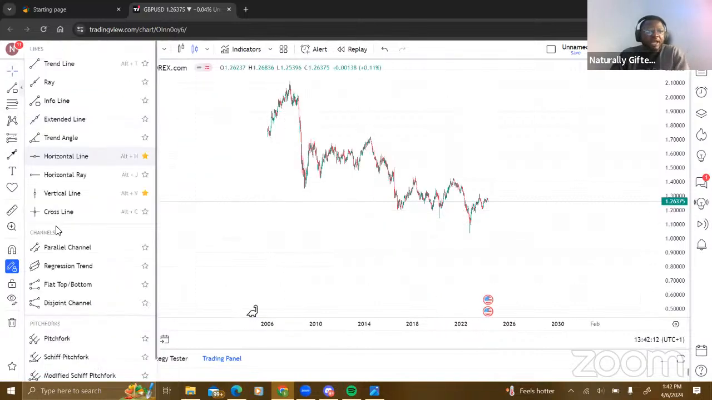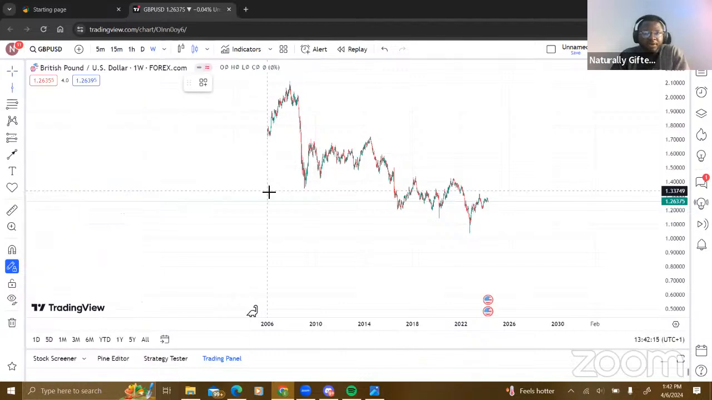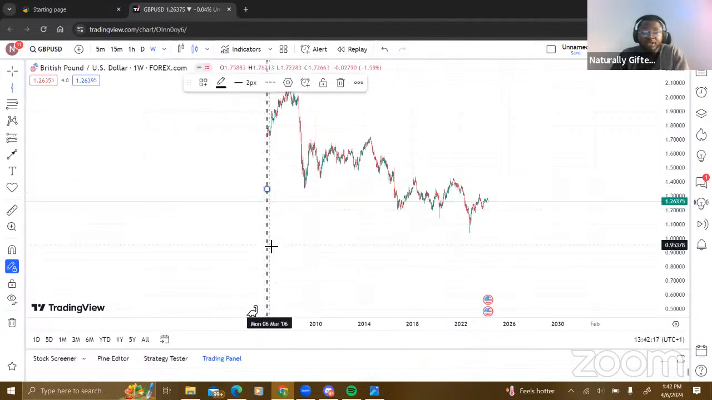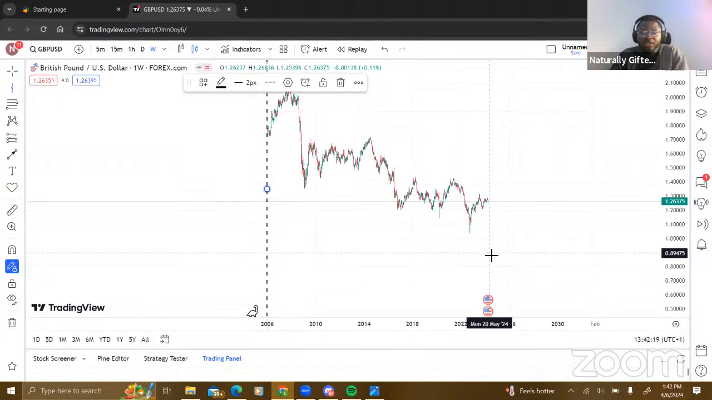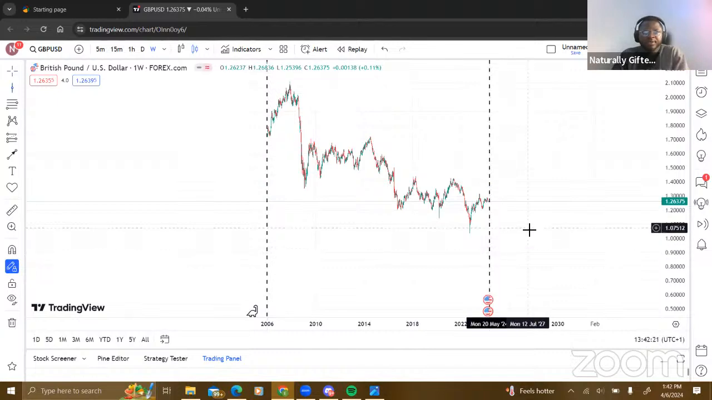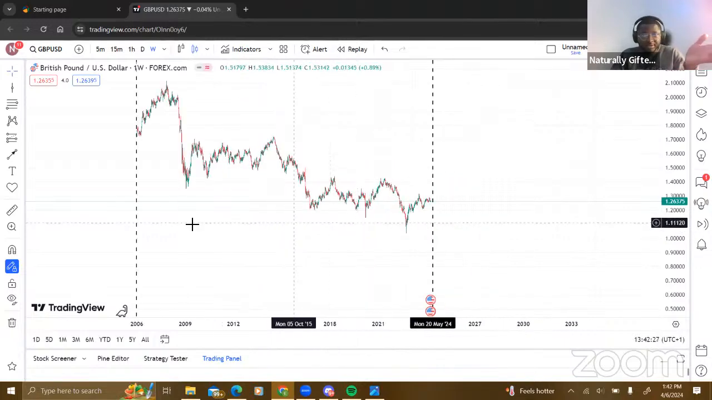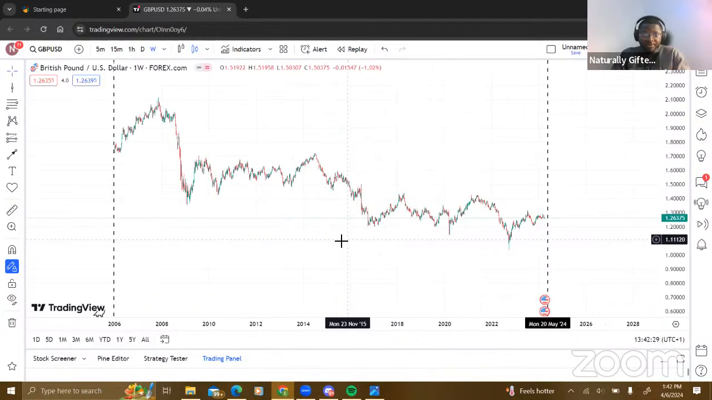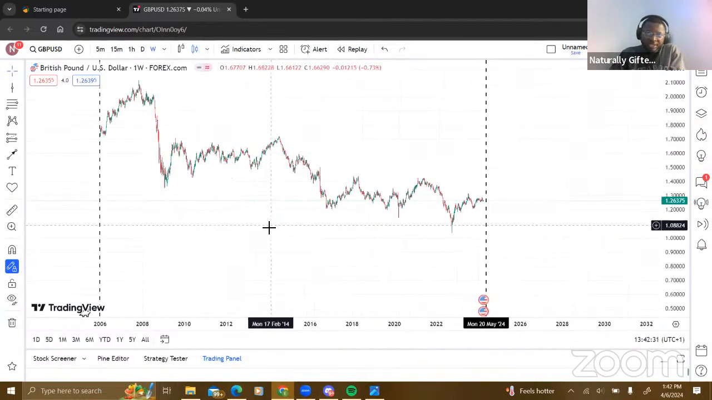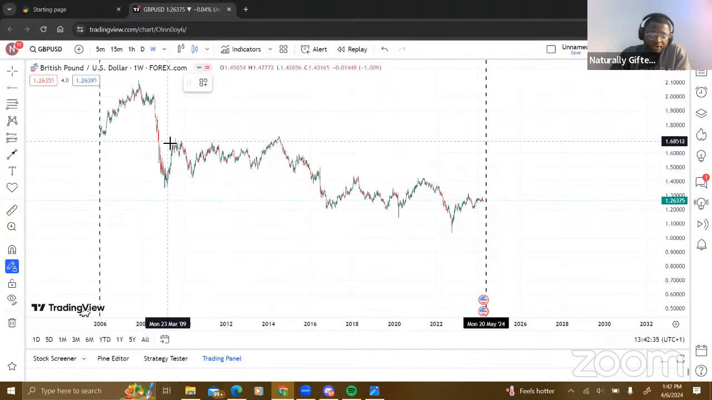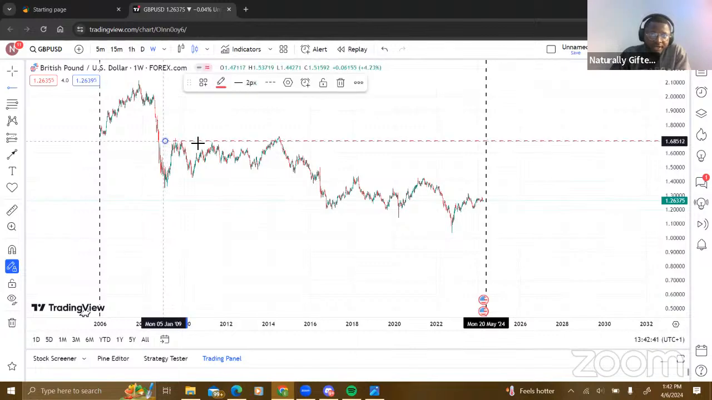The information I have on my chart right here begins from the year 2006 all the way to the year 2024. That's almost about 20 years, right? This is the weekly time frame. Now, on the weekly time frame, ladies and gentlemen, I'm going to mark some spots. I'm going to mark this spot right here, and this right here.